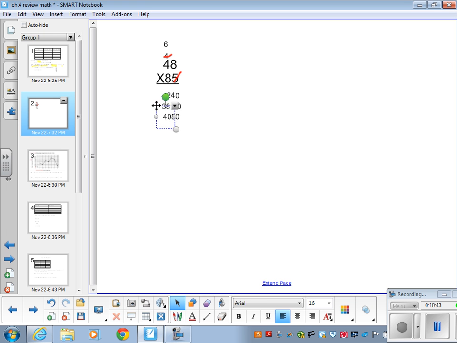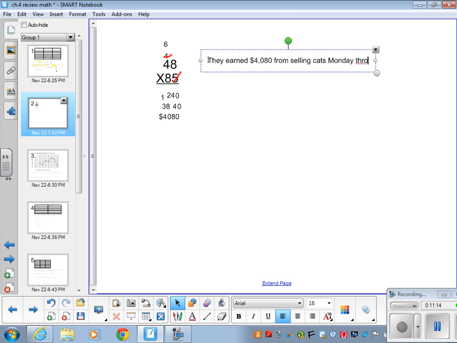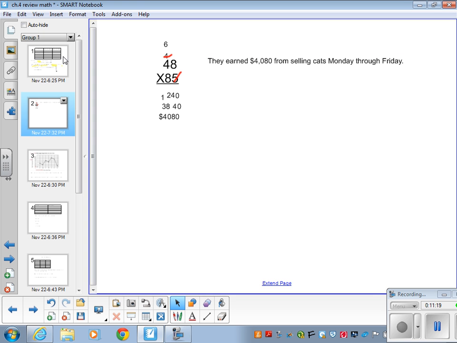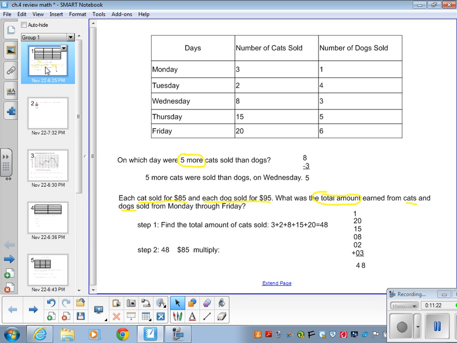Ooh, they made a lot of money off of the cats. They made $4,080 from the cats. So they earned $4,080 from selling cats Monday through Friday. You do not need to write this. I'm only writing this since I don't have enough room on the other sheet. All right.